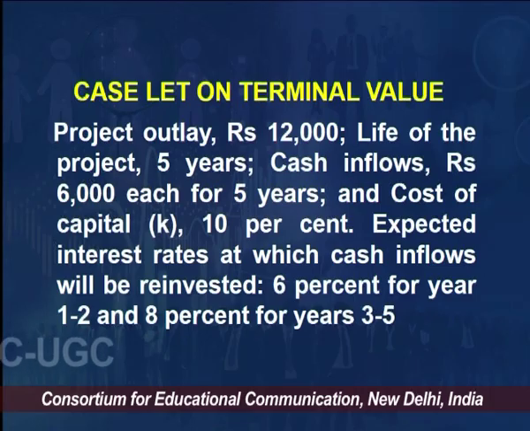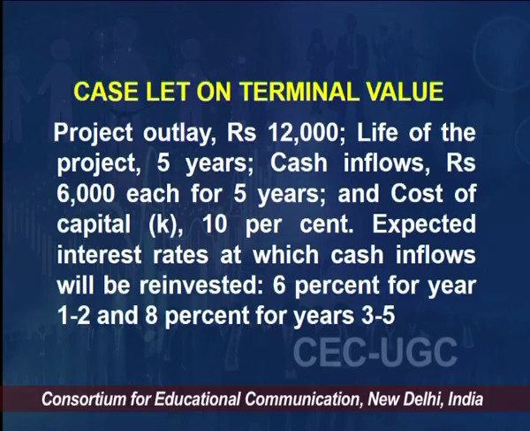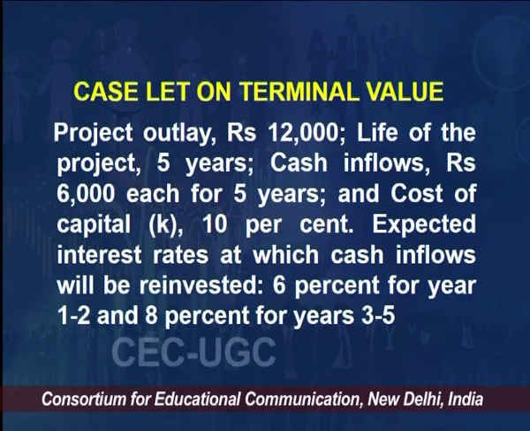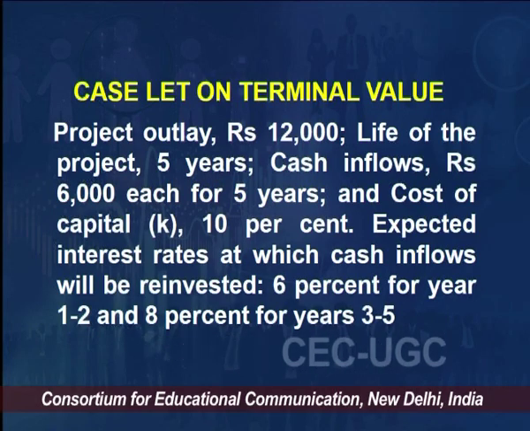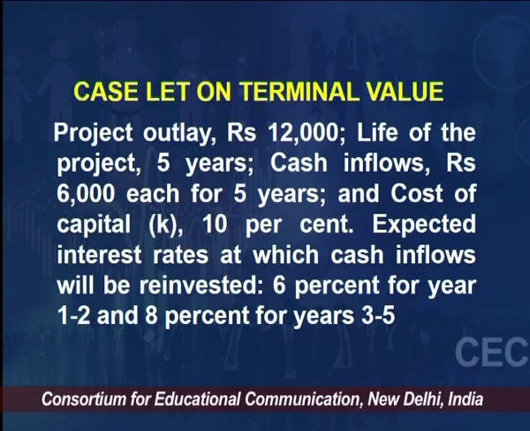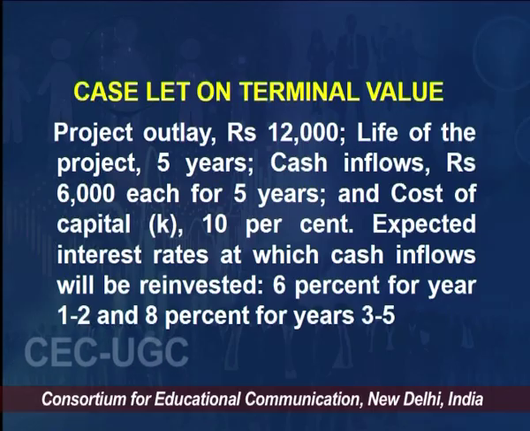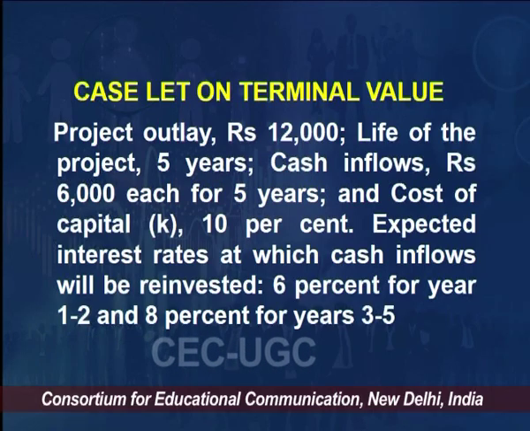Just have a look at the data carefully. Project outlay is how much? 12,000. In total what we are spending today is 12,000 outlay, right? Outflow or outlay is the same thing. How much is the life? 5 years, and the inflows we are getting in the form of annuity, every year 6,000, and discount rate is given 10%. And the expected interest rate is different. For first 2 years we are expecting 6%, then third, fourth, fifth year we are expecting 8%, right. This is the summary. So, how would we solve this case?